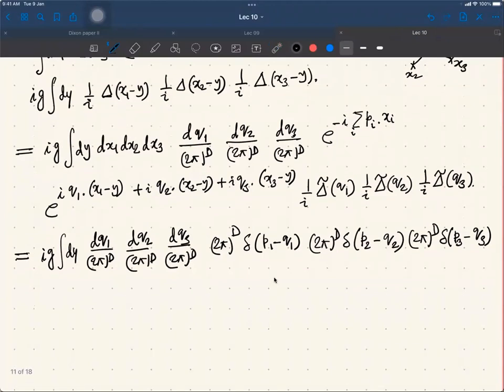And you will be left with the exponential involving y, and that will be e to the power minus i sum over i of qi dot y, because this is minus q1 dot y minus q2 dot y minus q3 dot y. Okay, and then you have these propagators, momentum space propagators.